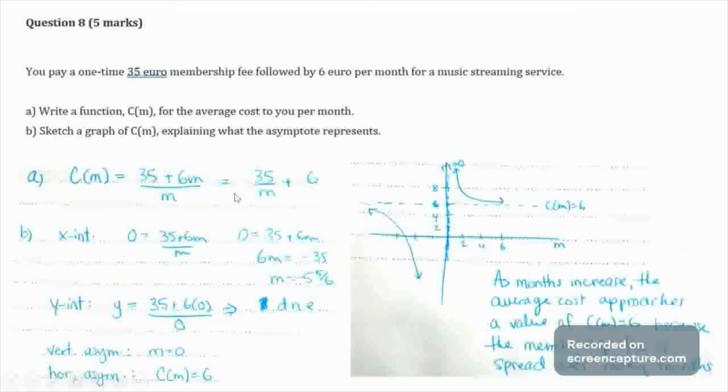And we can see that in this form of the equation as well. The 35 is divided by all the months, and then you add 6. That's what you pay every month, right? Okay, so that's your average cost.